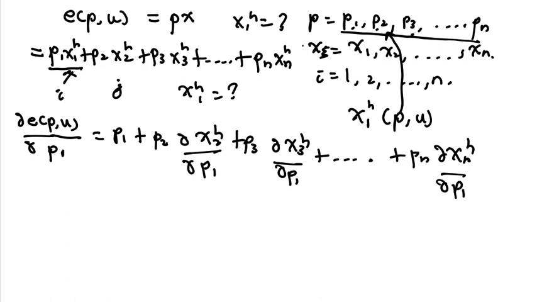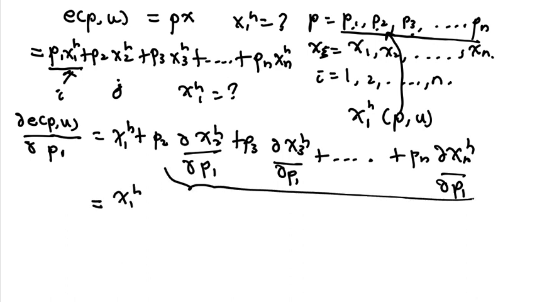Oh, I made a mistake here. Then I realized something is wrong. It shouldn't be P1 when you differentiate with respect to P1. P1 is the variable, x1h is the constant, so x1h, otherwise you can never get the Hicksian demand function. Anyway, if I simplify it, x1h, all of these, plus something that I missed also here.